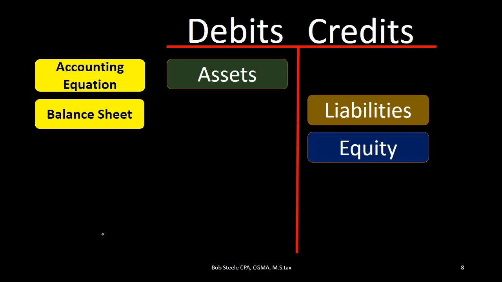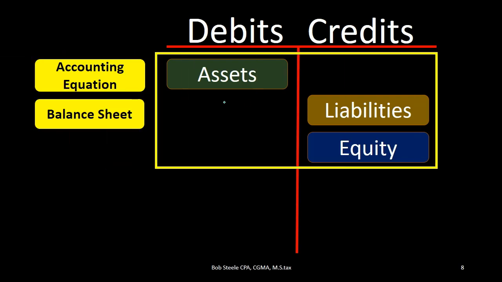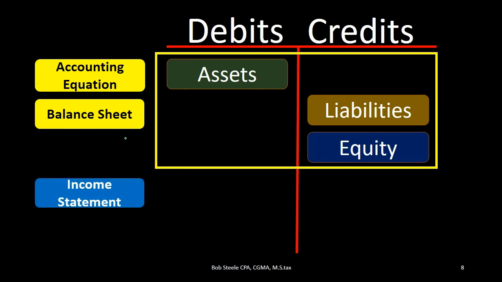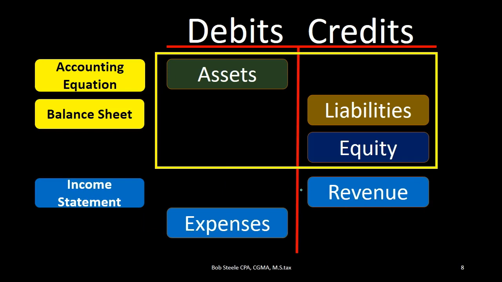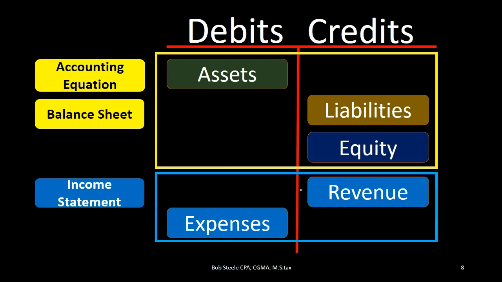Let's just go through these normal balances first again. The normal balances you just have to memorize or have this cheat sheet. We've got the assets on the left, liabilities on the right, equity on the right of our T account. You just have to memorize that. That is the accounting equation. That is the balance sheet. Then we add to it the income statement, that being revenue on the credit side, expenses on the debit side. That is the income statement.